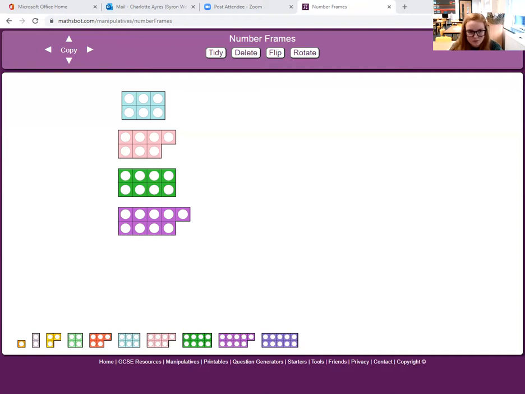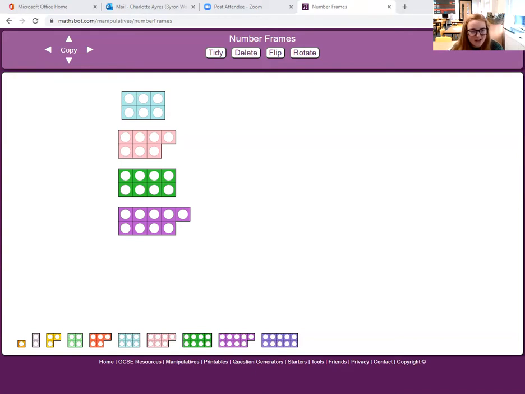rectangle, square, triangle. Rectangle, square, triangle. Rectangle, square, triangle. So if my core is rectangle, square, triangle, what needs to come next? Needs to be a rectangle and then a, shout it out, square, and then a triangle. Fantastic. So rectangle, square, triangle is my core.